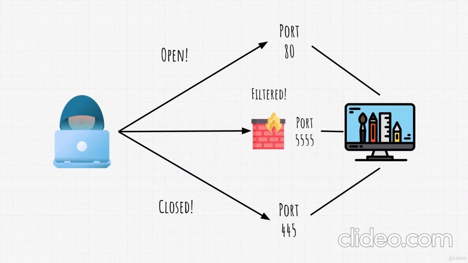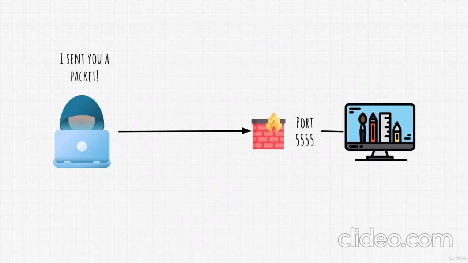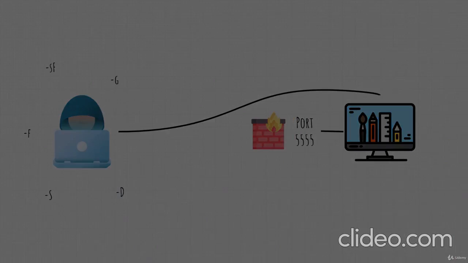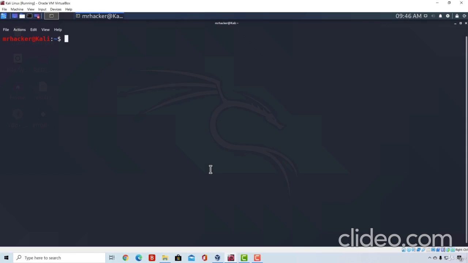What this means is that we're sending packets to that target, but their firewall keeps dropping those packets. And in this section, we're going to see what Nmap options can help us in bypassing this. Let's get straight into it. Let us talk about different options we can use in our scans to bypass a firewall.